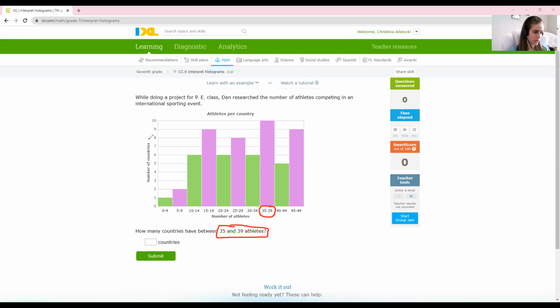Now, if I look on my y-axis, so vertically, this is the number of countries. My bar here for this histogram goes all the way up to the top. If you trace your line, or in your case, you can either just look over with your eyes or kind of trace your finger, we see that there are 10 countries that have between 35 and 39 athletes.